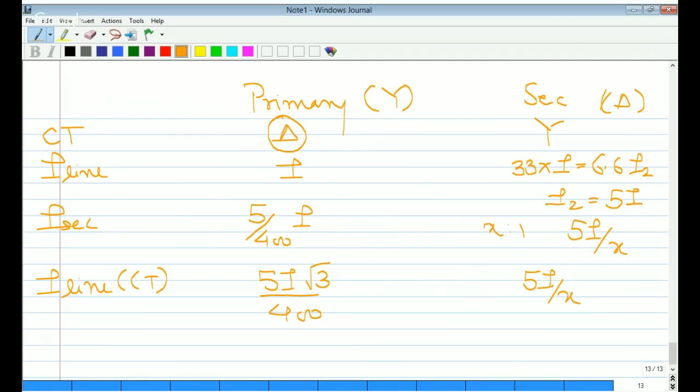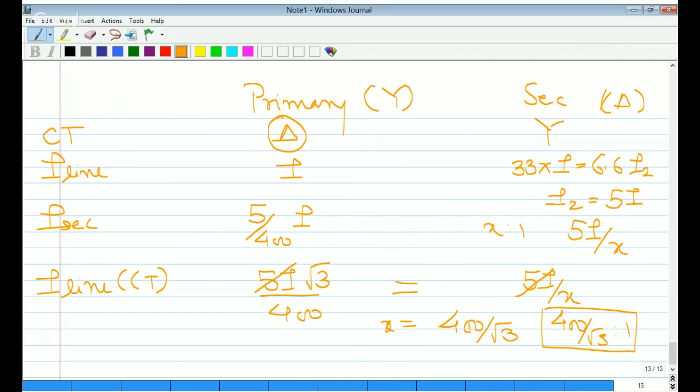Now under normal operating condition, both current transformers should have same line current. Why? So that the relay does not maloperate. So I have to equate both these. So this gets cancelled out. So x will be equal to 400 by root 3. So the other transformer should have the ratio 400 by root 3 is to 1.